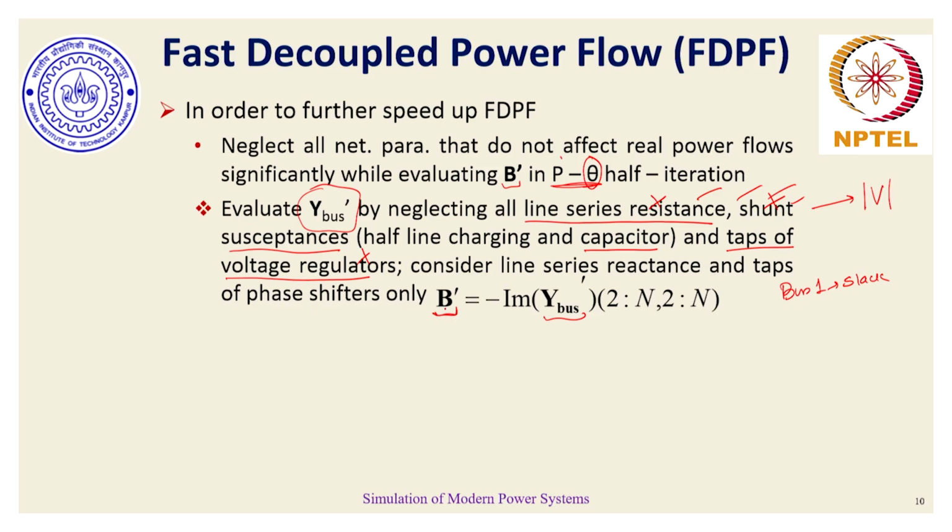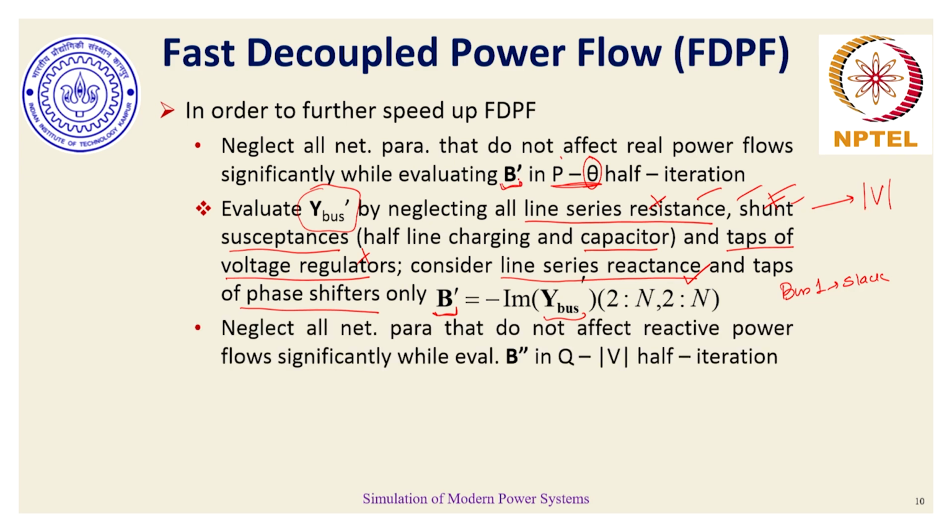So if we ignore those network elements, essentially Y bus is being evaluated only with line series reactance and phase shifting taps, because phase shifting affects the voltage phase angle directly. Same is the case with line reactance. So this is our B dash matrix.